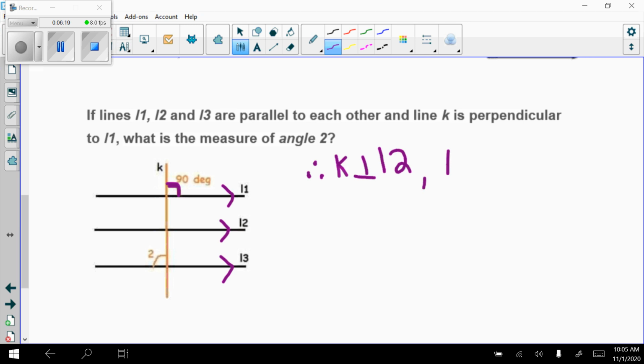And K is perpendicular to line 3. So I know that these are all perpendicular. Therefore, I can say that angle 2 is also 90 degrees.